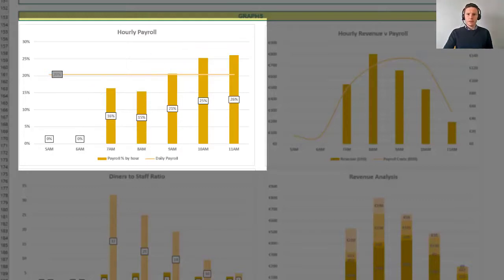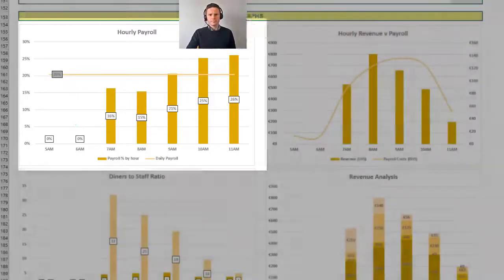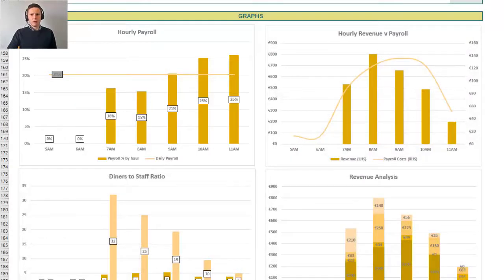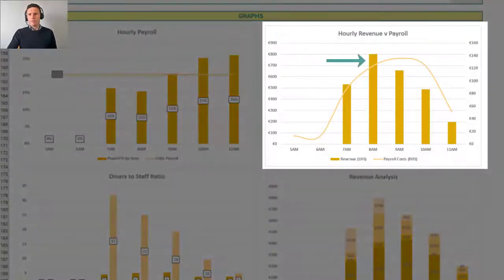Note that there will be a period before breakfast opens where you will be preparing for service, in this scenario 5 a.m. to 7 a.m. As there are no revenues, this has been set at 0% or not applicable. Hourly revenues and payroll are shown here. The brown vertical bars illustrate the revenue per hour. The yellow line represents the payroll cost per hour. There should be a correlation between the trends of both the line and the bar graph. Under an optimal staffing structure, periods of higher revenues should be matched by higher payroll, and vice versa.